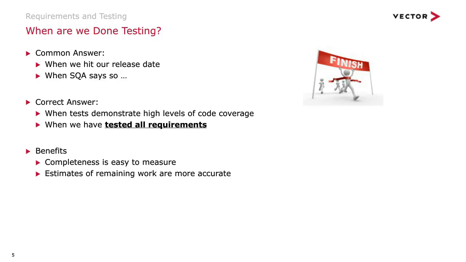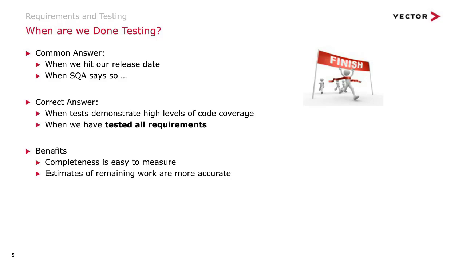So what we think is the correct answer to the question, when are we done testing, is when the test demonstrates a high level of code coverage. And we talked about code coverage and what that means. But coupled with that is when we have tested all of the requirements. The requirements set the baseline for what we need to do for the system to work correctly. And the system engineers who developed those requirements had in mind all of the pieces needed for the expectations for that system. And once we've met all of those expectations, then we're ready to release the software.